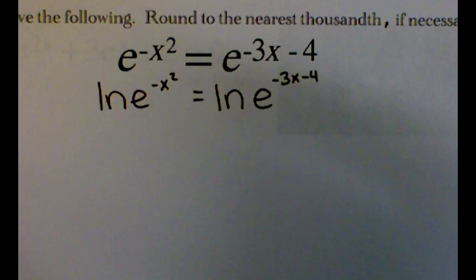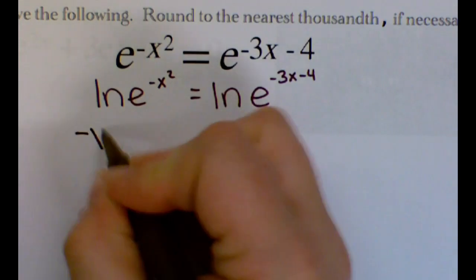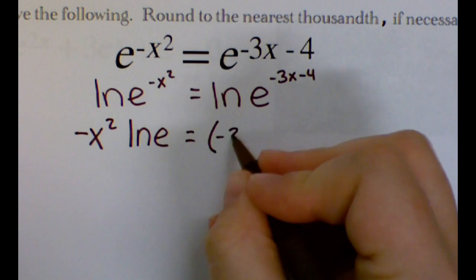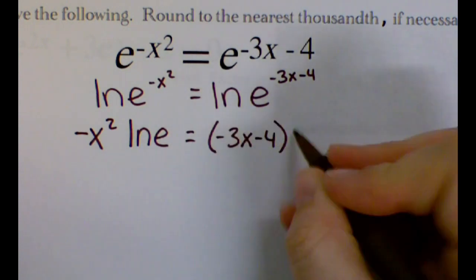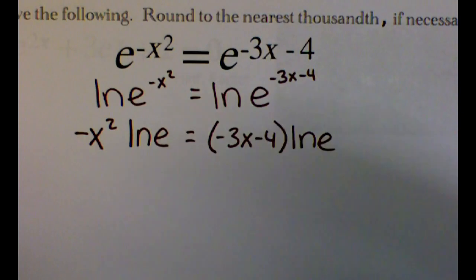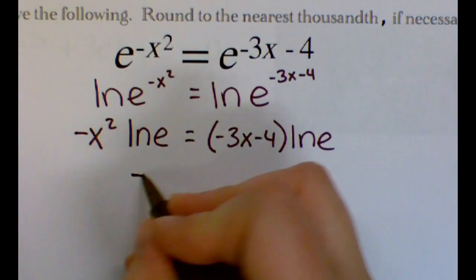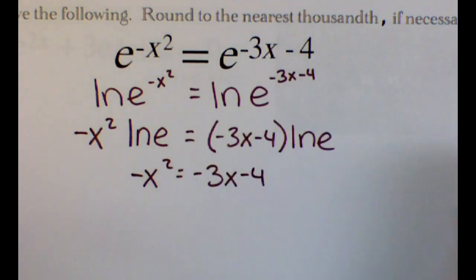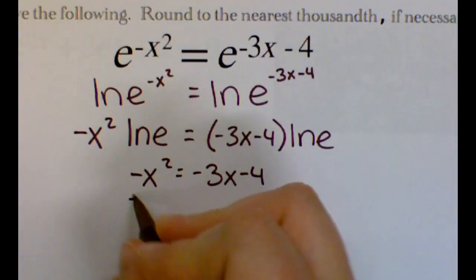And then I follow the power rule to bring those down out front. So negative x squared times the natural log of e equals negative 3x minus 4 times the natural log of e. Well, the natural log of e is 1, so we have negative x squared equals negative 3x minus 4. Now I have a quadratic to solve.